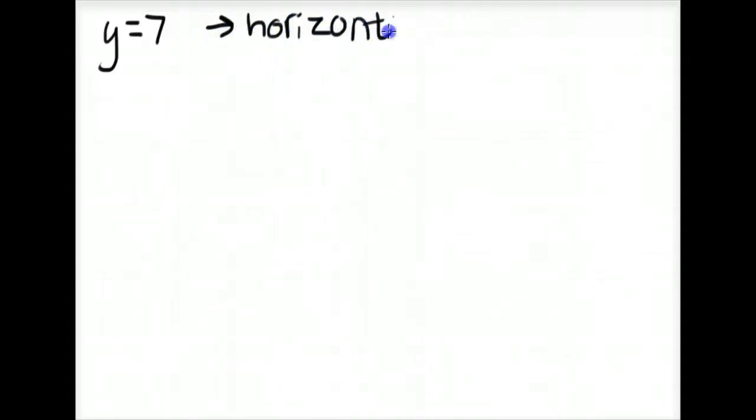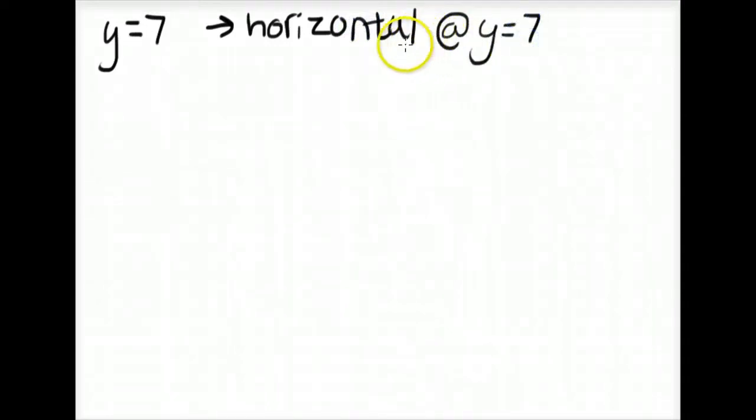So let's say the equation from the last problem had been y equals 7. Then this graph would be a horizontal line instead of a vertical one, at y equals 7.